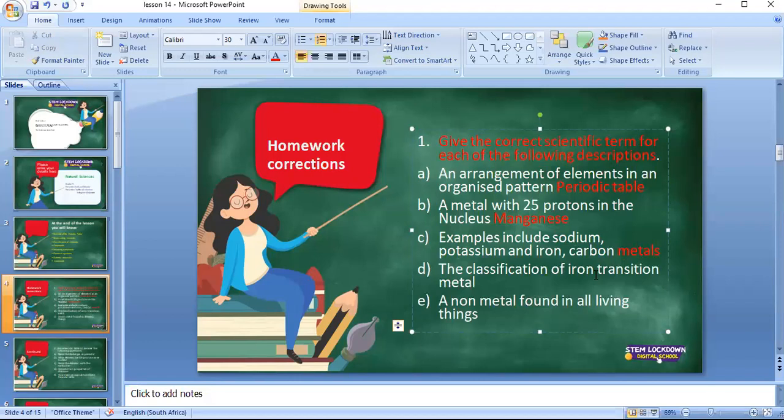And then a non-metal found in all living things? Oxygen. Thank you very, very much. It will be your oxygen. So grade nines, you can find such questions in our tomorrow's test. Thank you, Unkabetsi. Let me see who else is here to help us with number two.